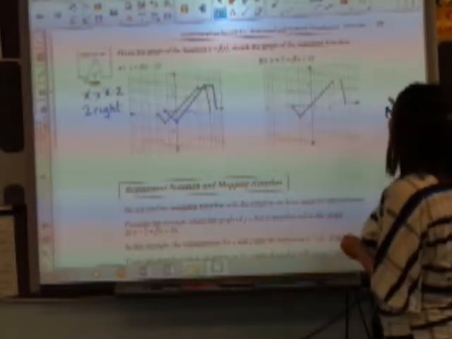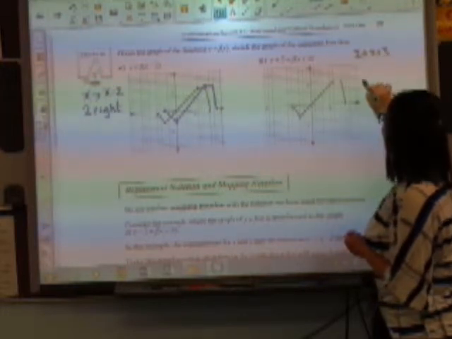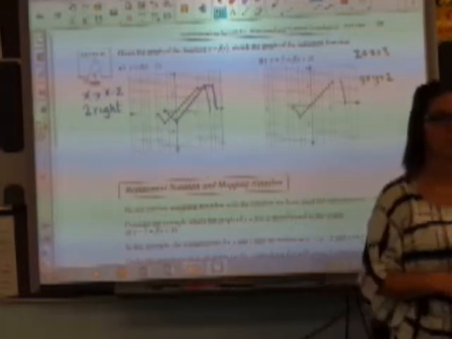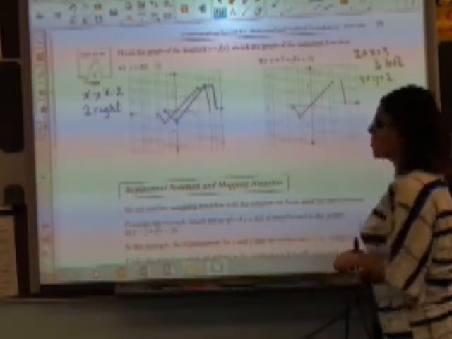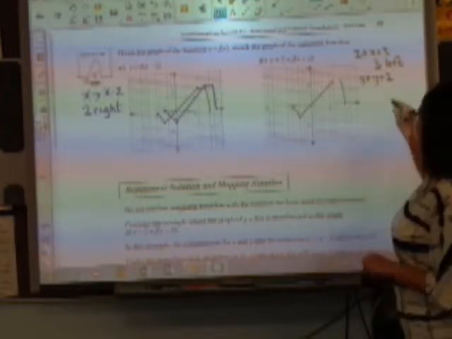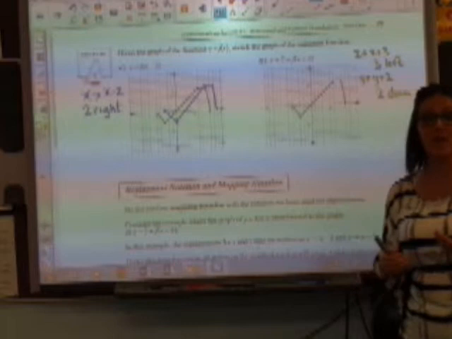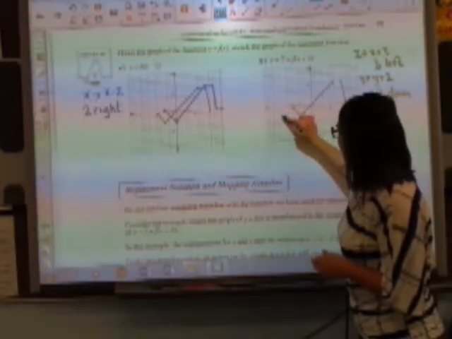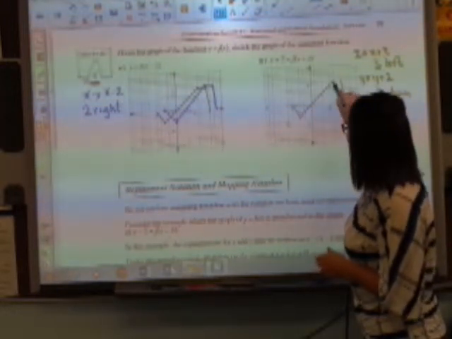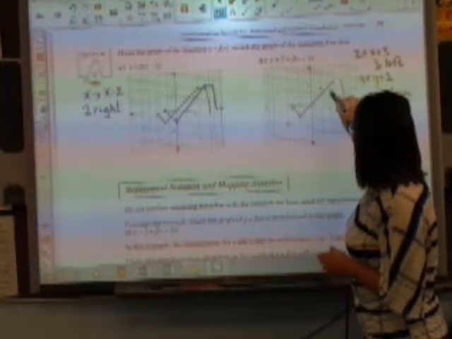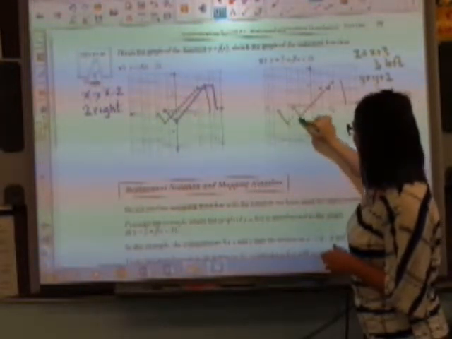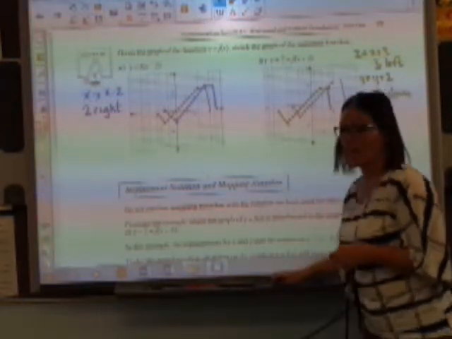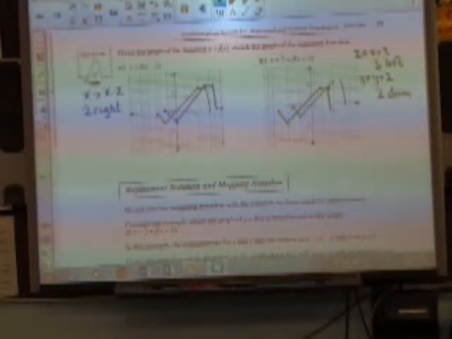If I look at B, I replaced x with an x plus 3, and I replaced y with a y plus 2. So what does the x plus 3 tell me to do? I go 3 left. And what does the y plus 2 tell me? 2 down. So again, I take those points on the graph, and now I'm going to move them 3 to the left and 2 down. Again, the two graphs would be identical. One is just slid into a different position.